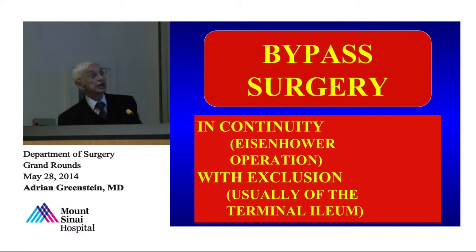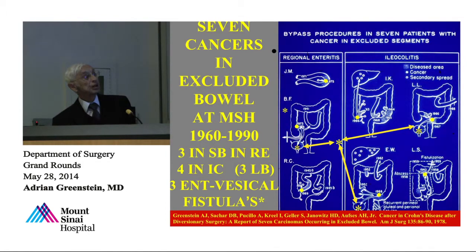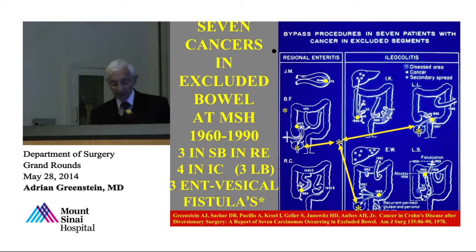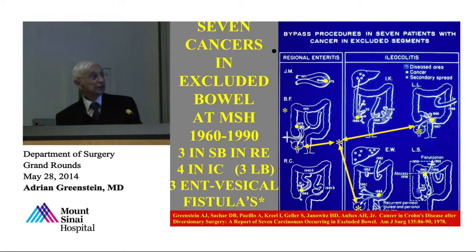And I was able to collect a series of 7 cancers in bypass segments of this disease. And this was at Mount Sinai Hospital between 1960 and 1980. 3 were in the small bowel, 4 in the large bowel. And 3 of these patients, interestingly enough, had enterovesical fistulae.